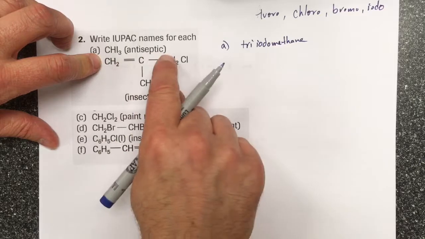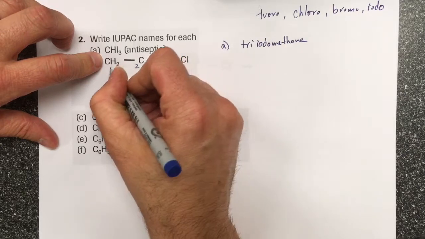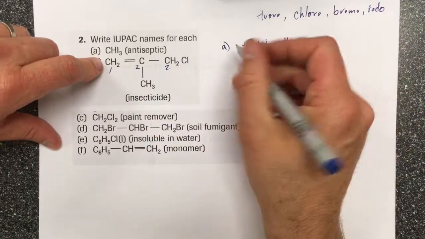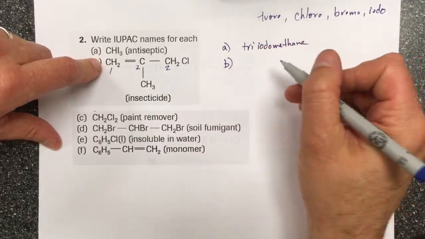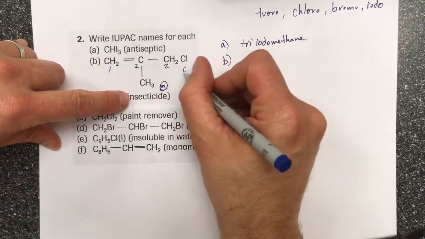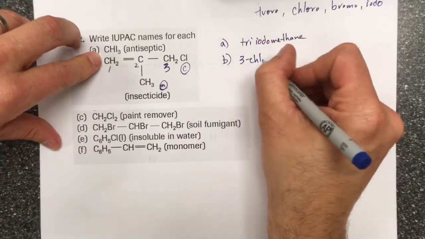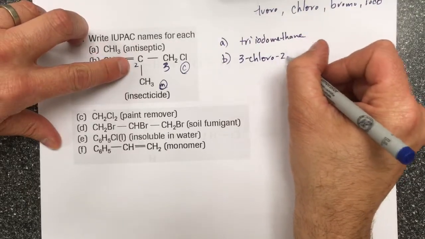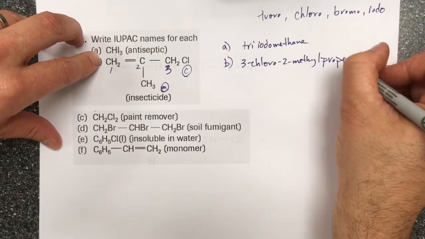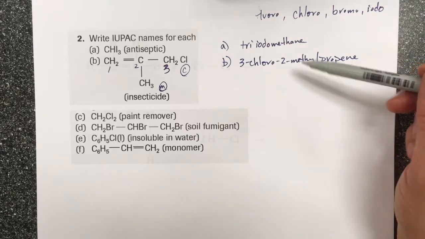Here I've got 1, 2, 3, or 1, 2, 3. I'm going to pick my branching to include on my parent chain the branch as well as the chlorine. So B is going to be a... C comes before M, right? Methyl, chloro. So I'm going to have a 3-chloro, 2-methyl, propene.